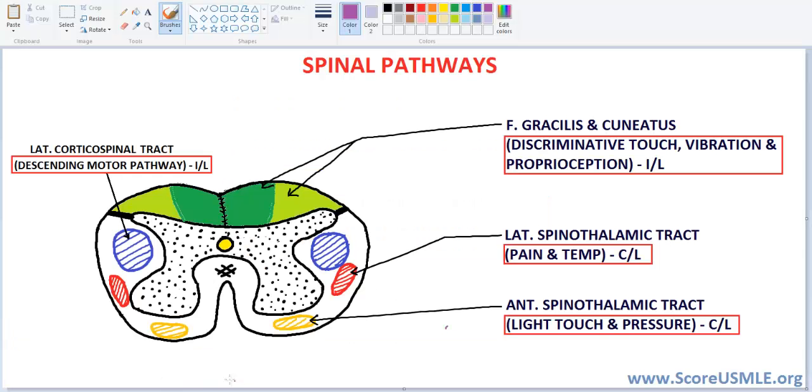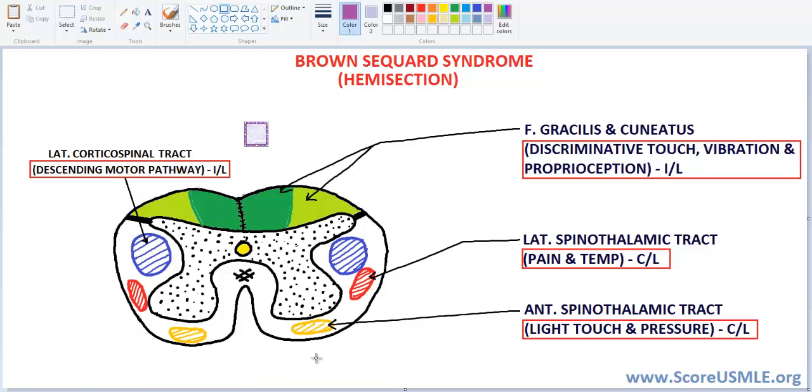Now let's begin by revising for a moment what we learned in the second video. So take a moment, pause the slide and revise what we have learned in the second video. So let's move on and begin with the diseases of the spinal cord.